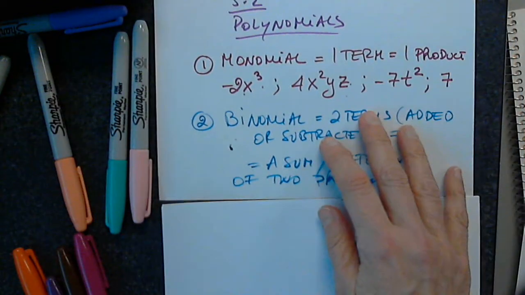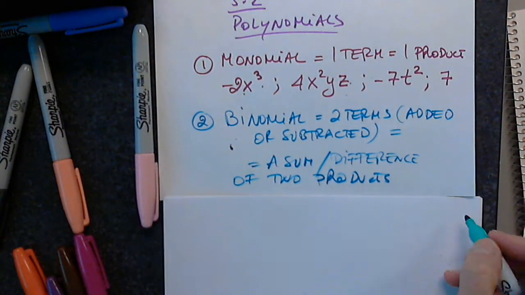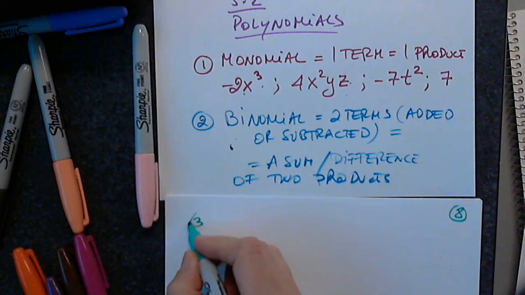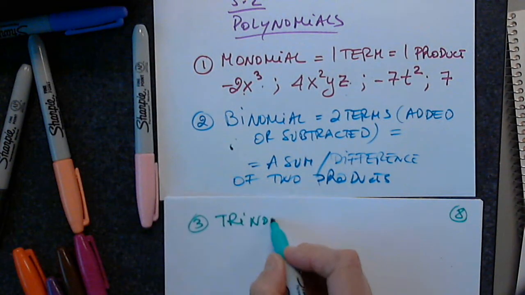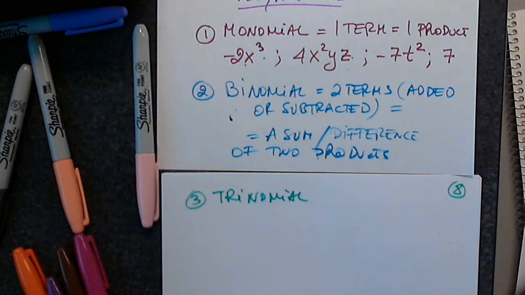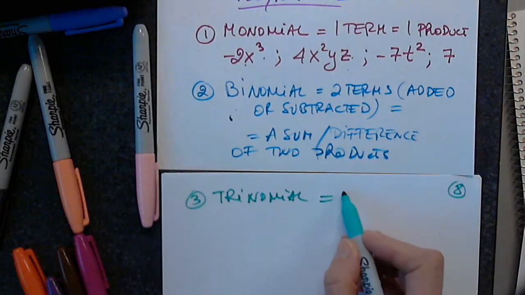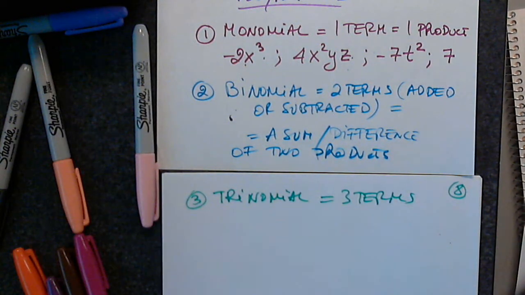Okay, what will be the next? What do you think? Very good. It is a trinomial. What would this be? All of the above, but this time 3. Yes. Added or subtracted, or a sum or a difference of 3 products.